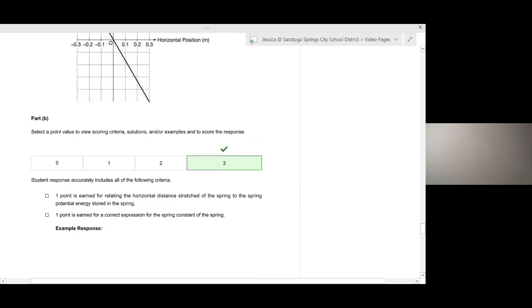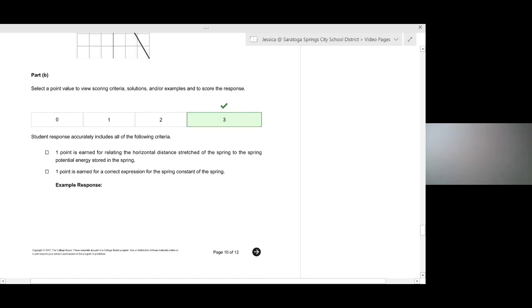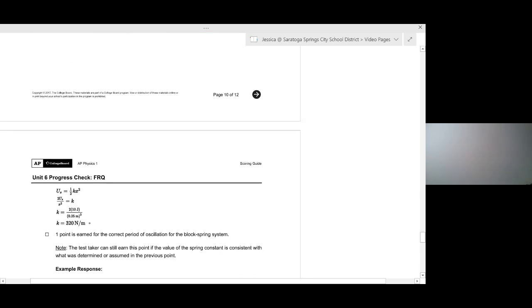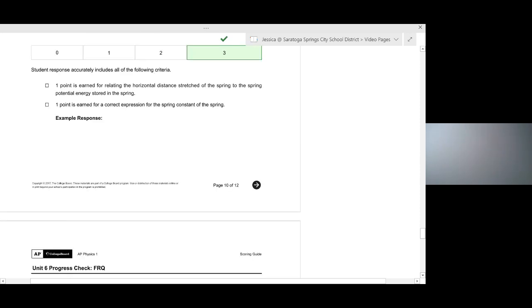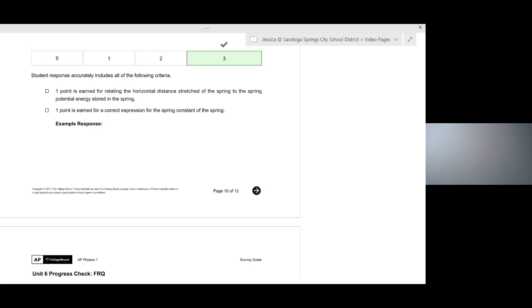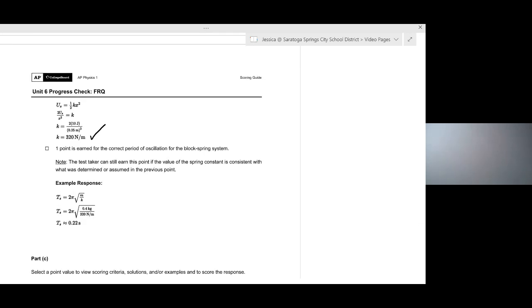Now for the next part, we were looking for the period of the pendulum. The first thing we needed to do is find the spring constant, which I did correctly. And that actually got me 2 whole points. Then I needed to find the period using the period equation, and that got me my last of the 3 points for this problem.